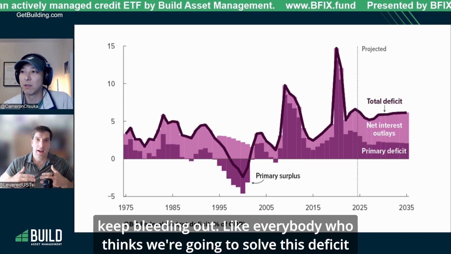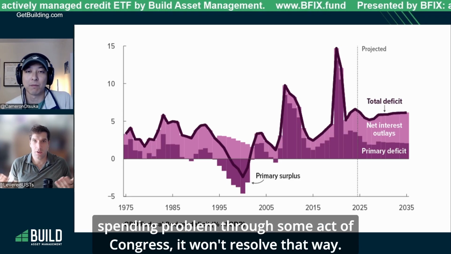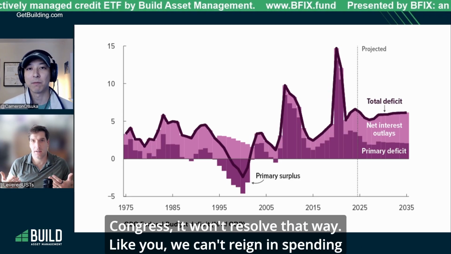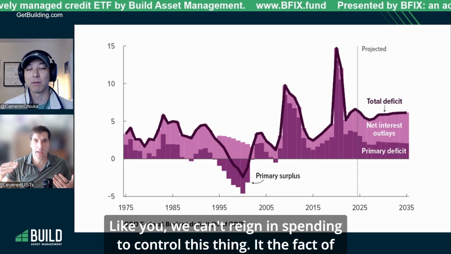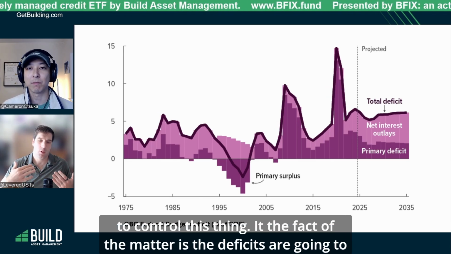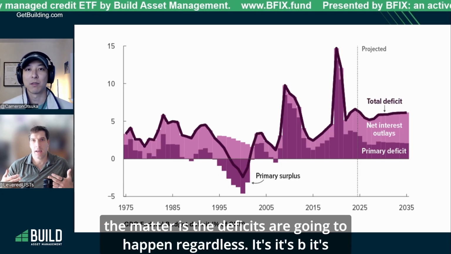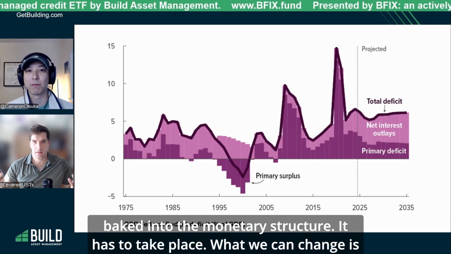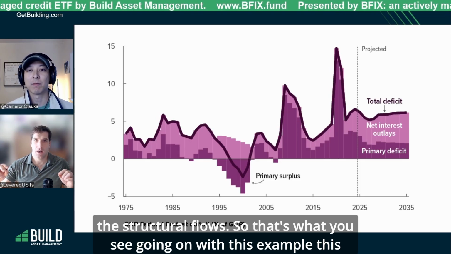Got it. This debt problem is just going to keep bleeding out. Everybody who thinks we're going to solve this deficit spending problem through some act of Congress, it won't resolve that way. We can't rein in spending to control this thing. Yep. The fact of the matter is the deficits are going to happen regardless. It's baked into the monetary structure. It has to take place. What we can change is the structural flows.